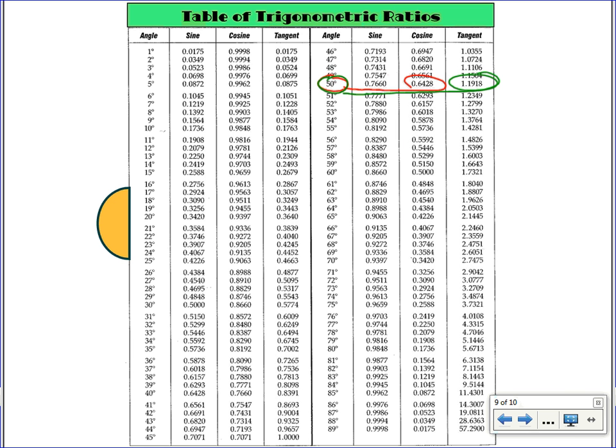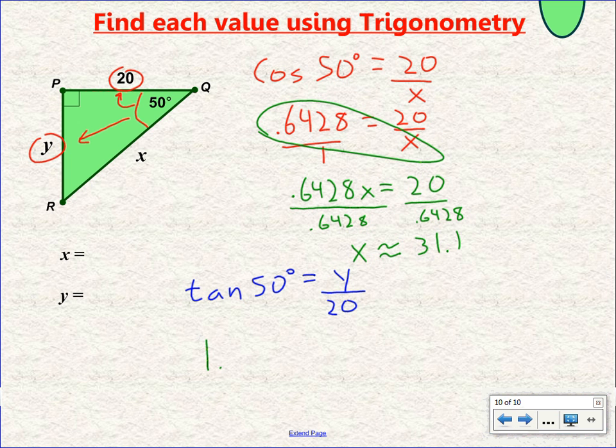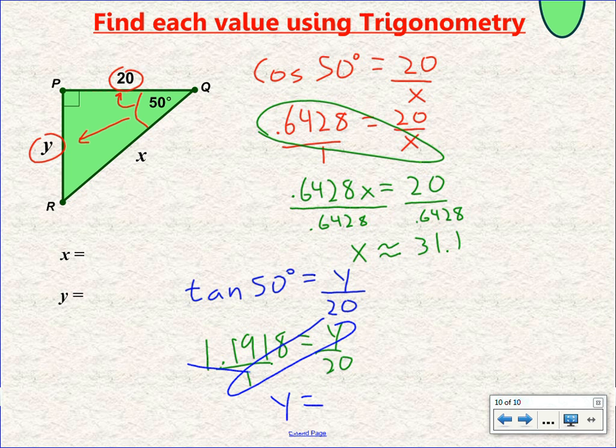1.1918. So let's replace that. 1.1918 equals y over 20. And now I want to cross multiply. So here I get y equals 20 times 1.1918. 1.1918 times 20 gives us 23.8. And it's 23.836, so to the nearest tenth, 23.8. That's our value for y.